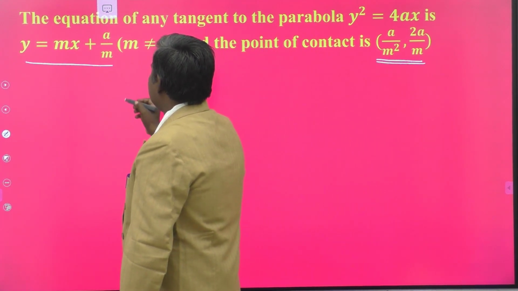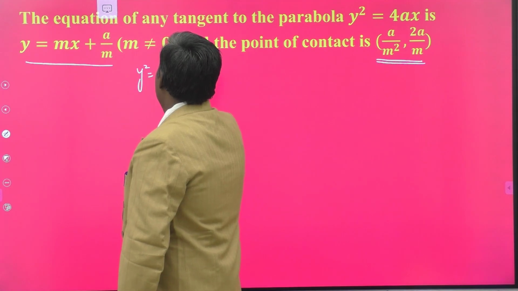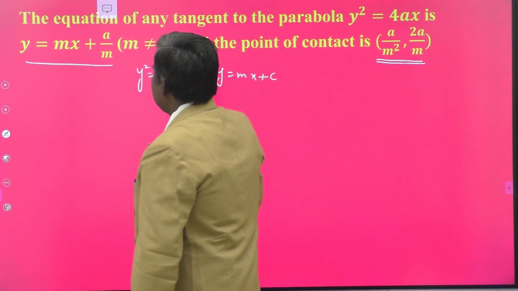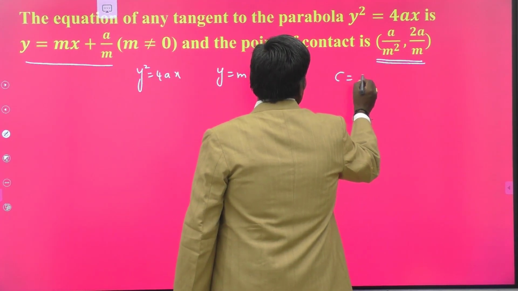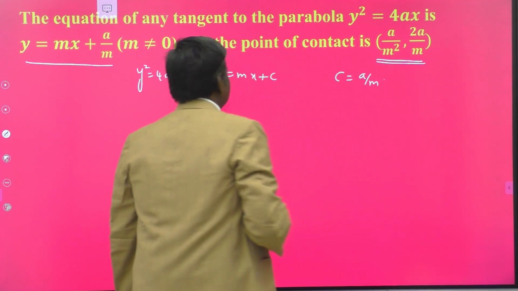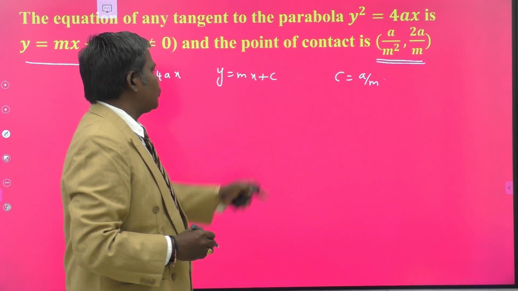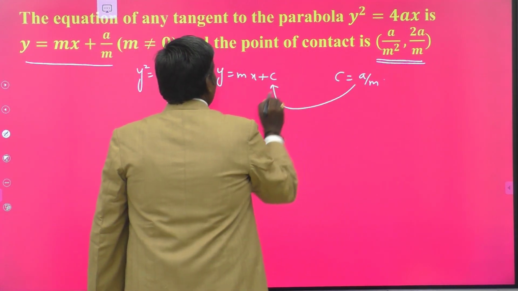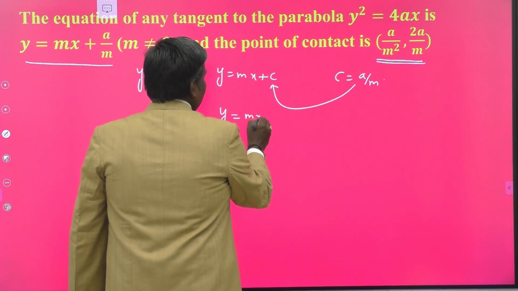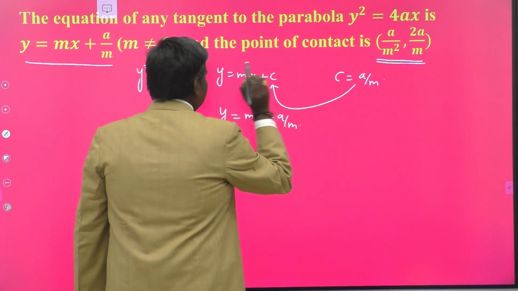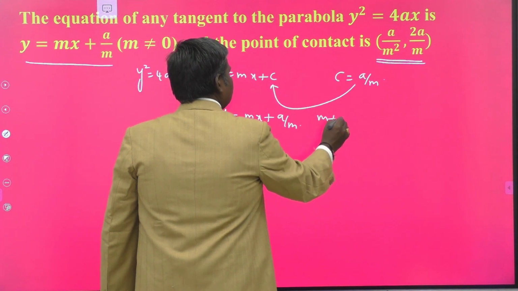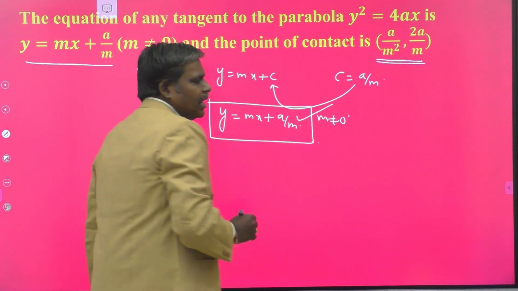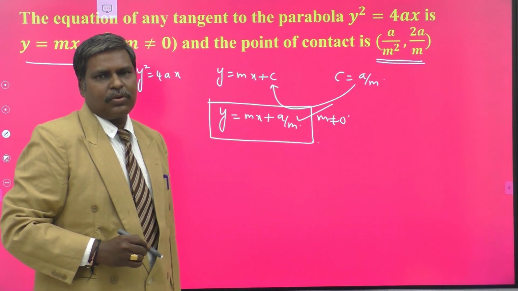So already we discussed that y square equal to 4ax is your parabola, and y is equal to mx plus c. This becomes a tangent when the condition we obtained holds, c is equal to a by m. Then the line becomes tangent. So substitute the value of c here, and we obtain y is equal to mx plus a by m. For m not equal to 0, this always represents a tangent. This is called the general tangent to the parabola y square equal to 4ax.